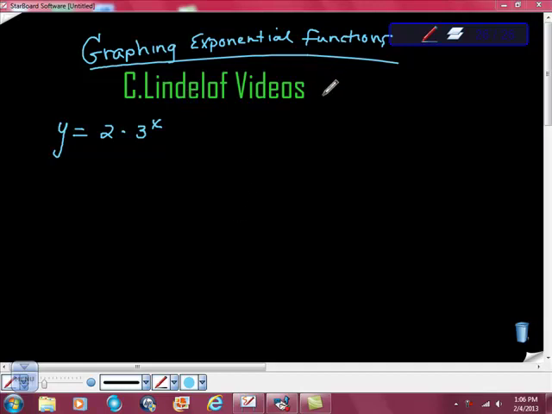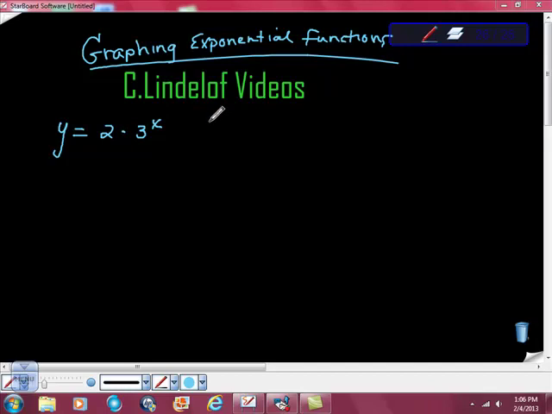So graphing exponential functions here, we have the function y is equal to 2 times 3 to the power of x. How come we can't multiply 2 times 3 here? Right, because you have an exponent to do first, so we can't multiply these two. Keep that in mind, right?